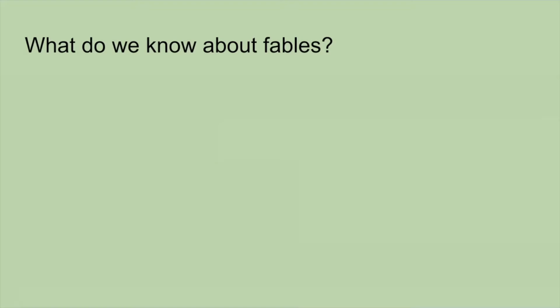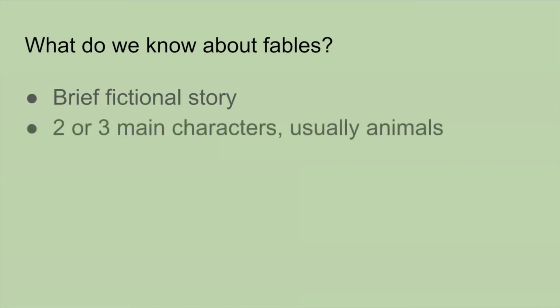Well, I can think of a few different things that I know about fables. First off, a fable is a brief fictional story. So that means it's pretend because it's fiction, and it's brief, so it's not very long. Usually in a fable, there are two or three main characters, and those main characters are usually animals. Another very important thing to know about a fable is that a fable teaches a lesson or a moral.